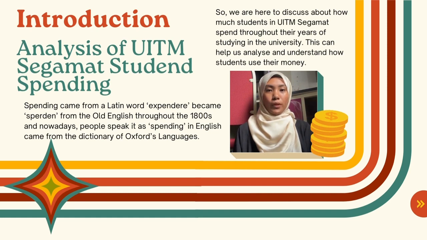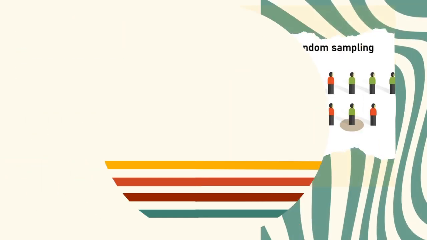Talking about our topic, which is analysis of UiTM Segamat student spending. So what is spending? Spending comes from a Latin word, from the Old English, throughout the 1800 centuries. Nowadays, people just speak it as spending. The discussion can help us analyze and understand how Segamat students use their money.